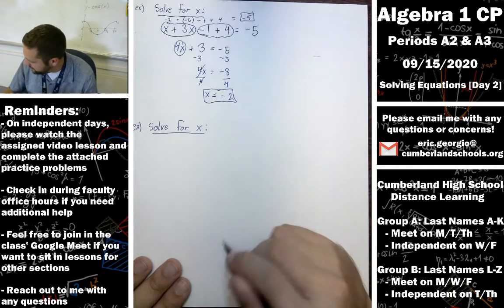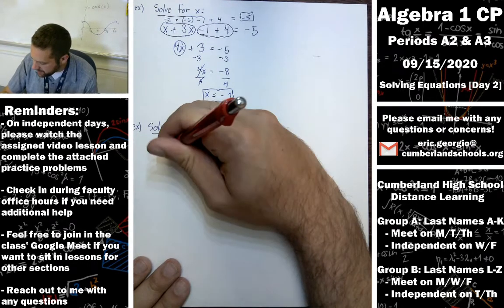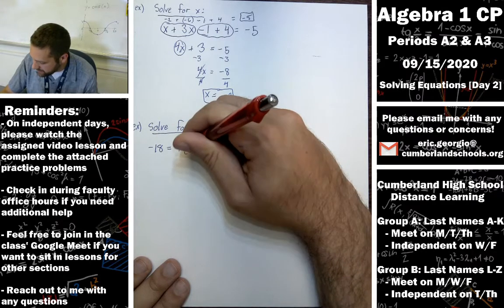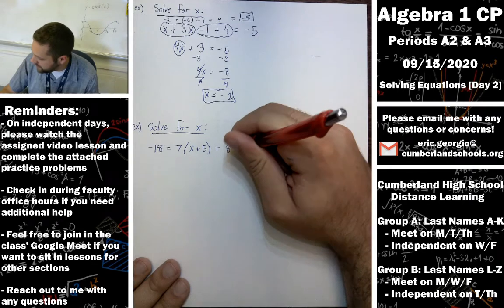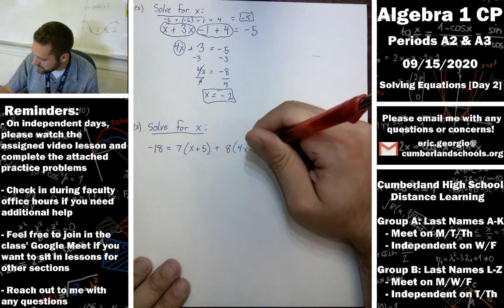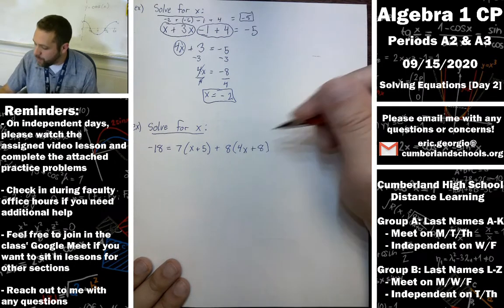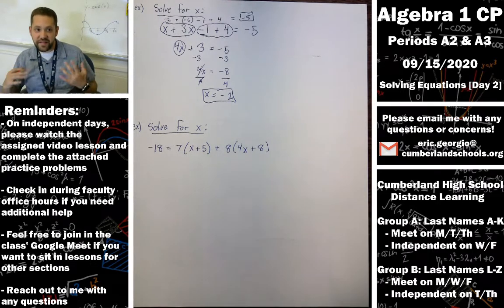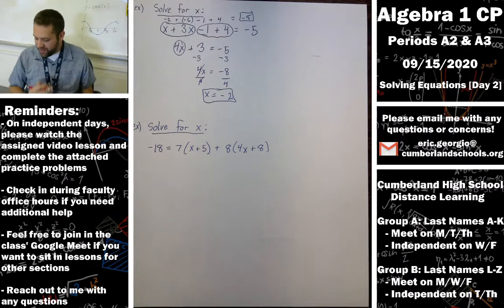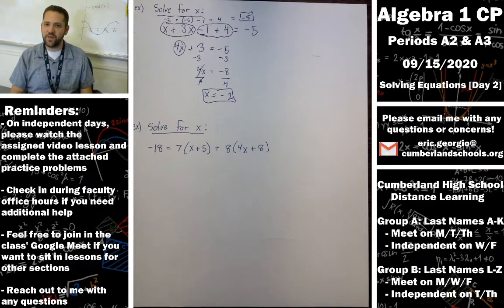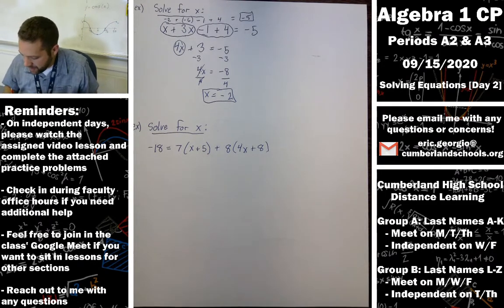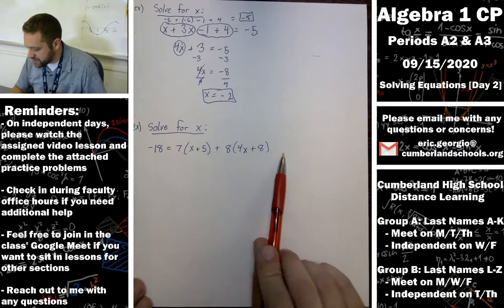If I have this: negative 18 is equal to 7 times (x plus 5) plus 8 times (4x plus 8). Oh boy. Doesn't that get your blood pumping? You're like, wow, look at that. I can't wait to apply my mathematical knowledge to solve that. You don't think that way? Maybe it's just me. Anyway, I'm a big math nerd.